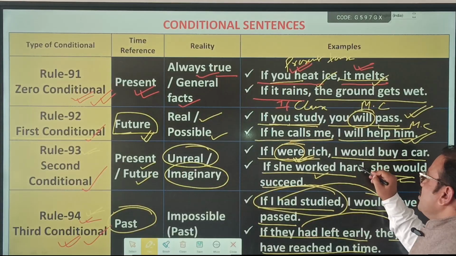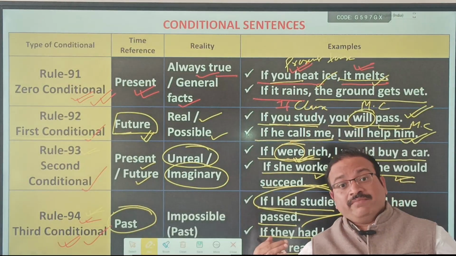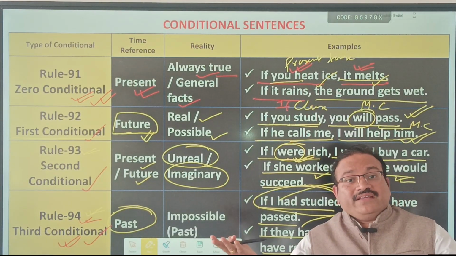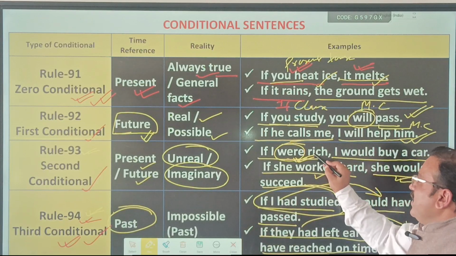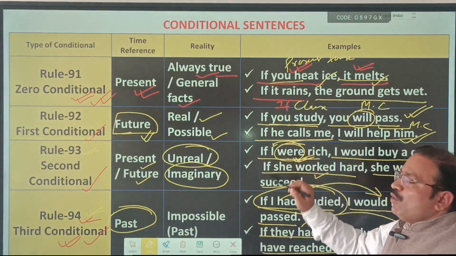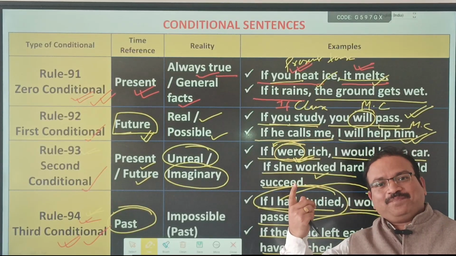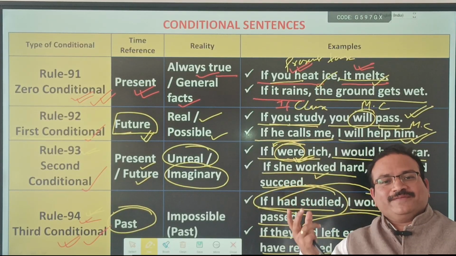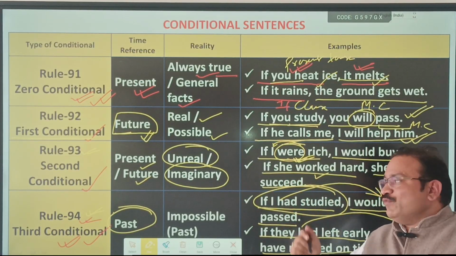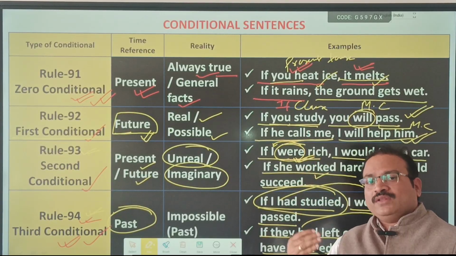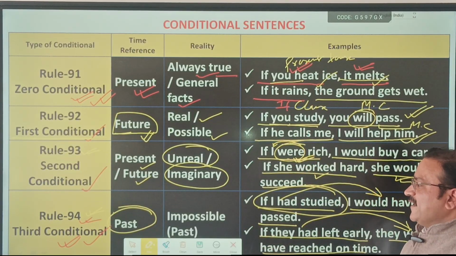If I were rich, I would buy a car. अगर मैं अमीर होता, कल्पना, imagination. So where will be used with all types of subjects. He के साथ भी where use होगा, क्योंकि कल्पना. जब हम कल्पना करते हैं तो कुछ भी, कोई भी verb लगा देते हैं. तो where will always be used with all the subjects in this type of sentence.